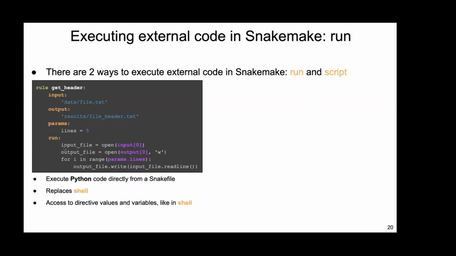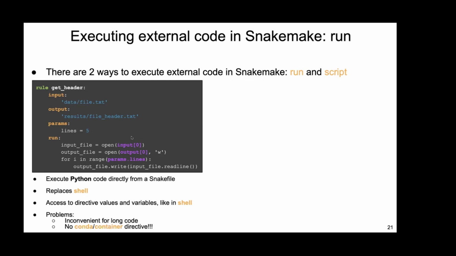And this is a directive that is going to substitute the shell directive and allows us to execute Python code directly from the Snake file. So for example, you see here, this is literally Python code. And we can even access the directive values and the variables like in the shell with a slightly different notation. But for example, here we have the input square bracket 0 or the params.line. So we have the two different ways of accessing values of the directives.